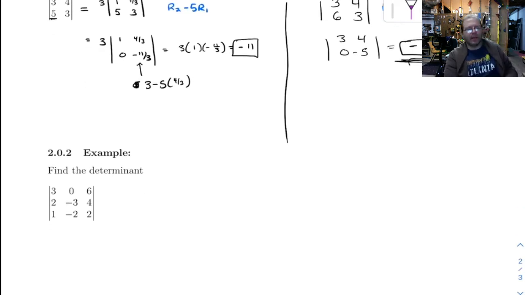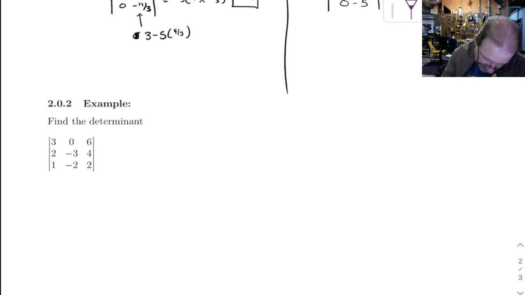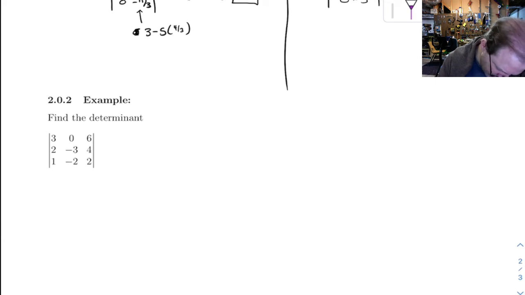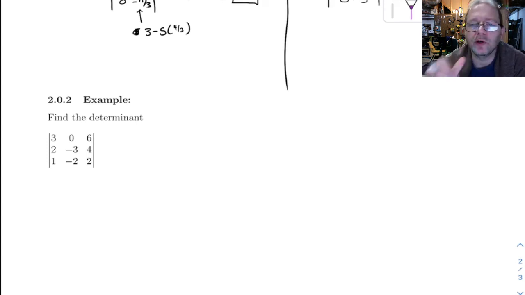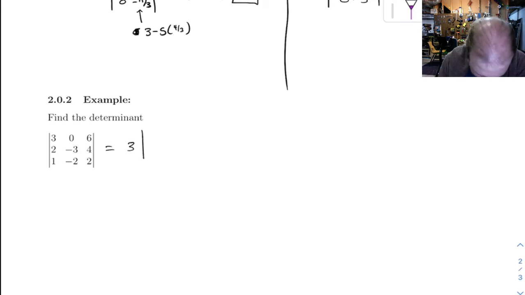Let's do a 3 by 3 problem. Find the determinant of this thing using this technique. All right, probably what I would do is get a 1 here. There are a couple things I could do. I could either factor out a 3, or I could interchange rows 1 and 3. Let's factor the 3 out. So I get 3 times 1, 0, 2, 2, negative 3, 4, 1, negative 2, 2.